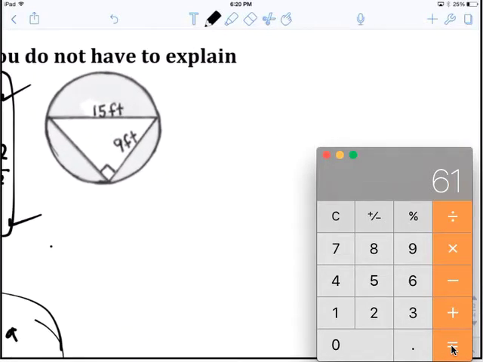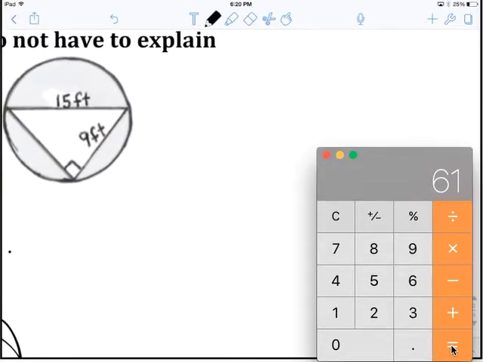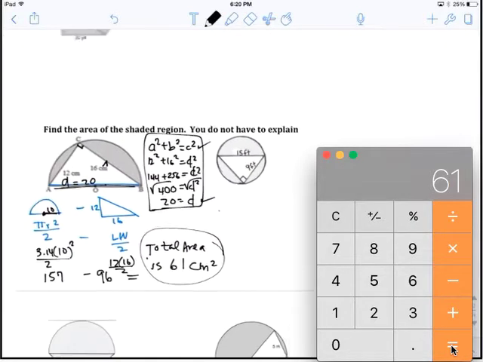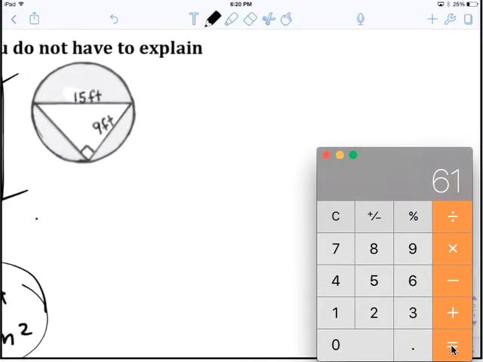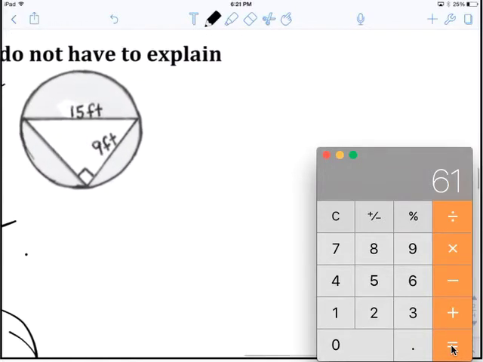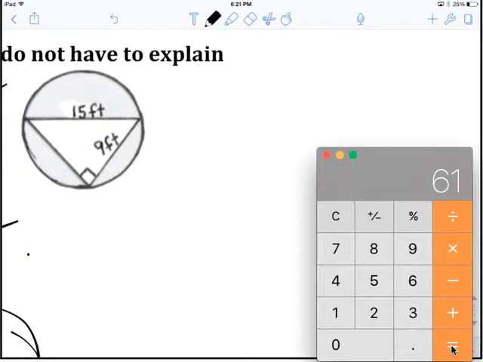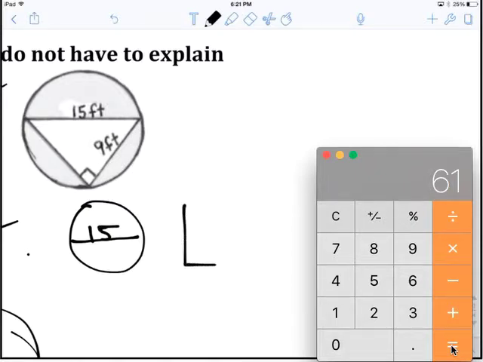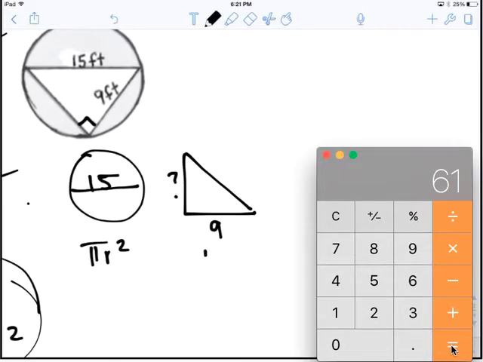Alright, here. The more specific you are, the better. Here you've got the circle, diameter of 15, and then the triangle. This side here is 9, and then an unknown side. This is pi r squared. This is length times width divided by 2.